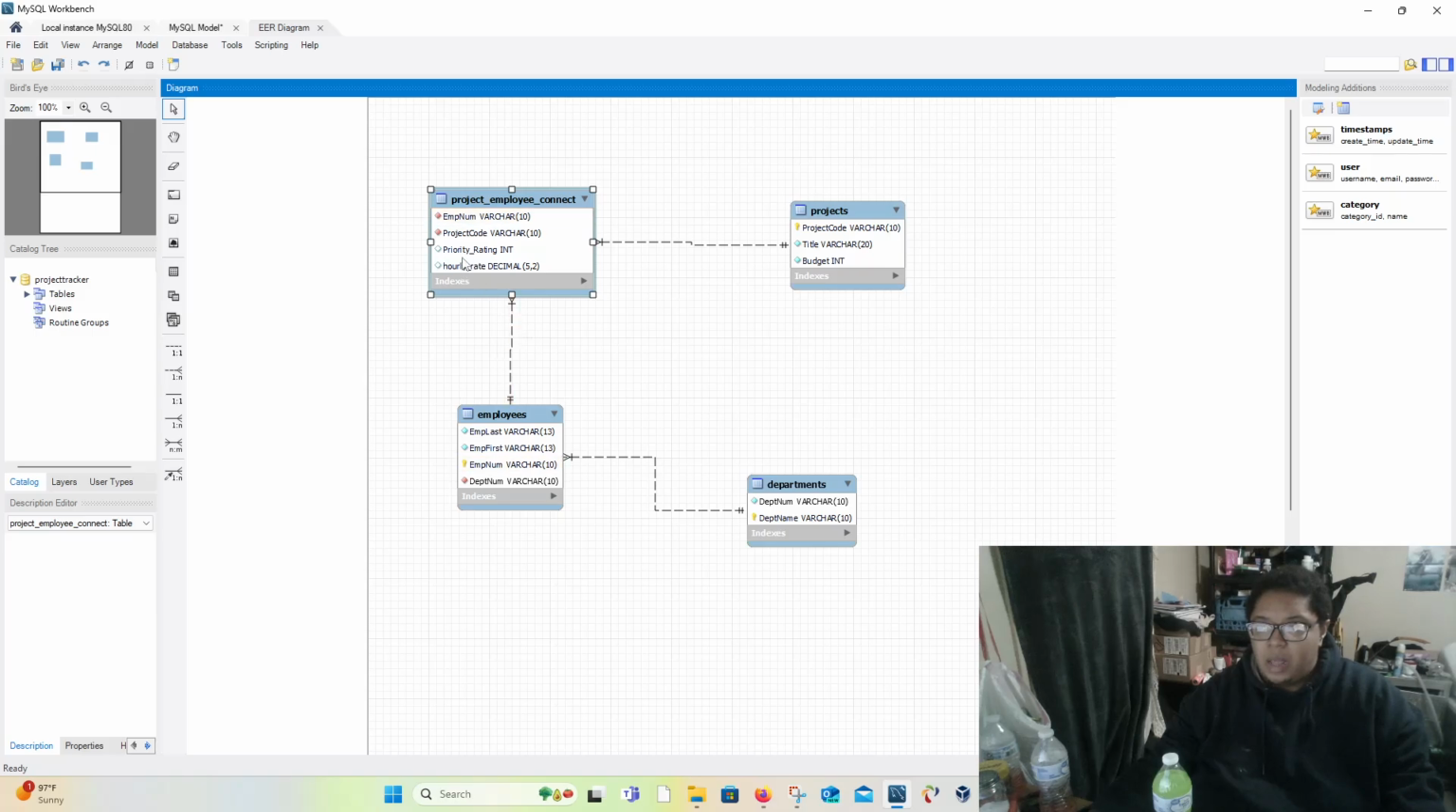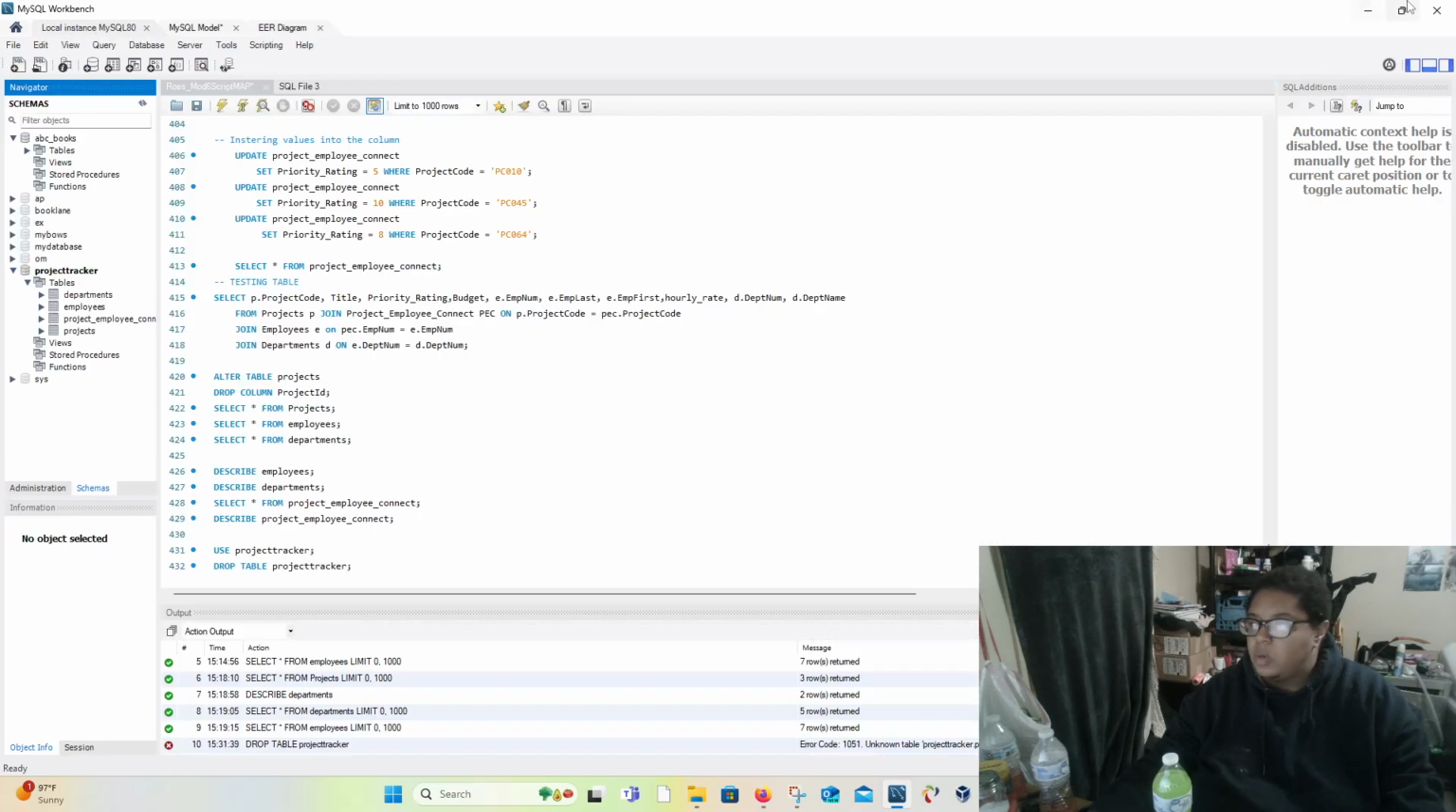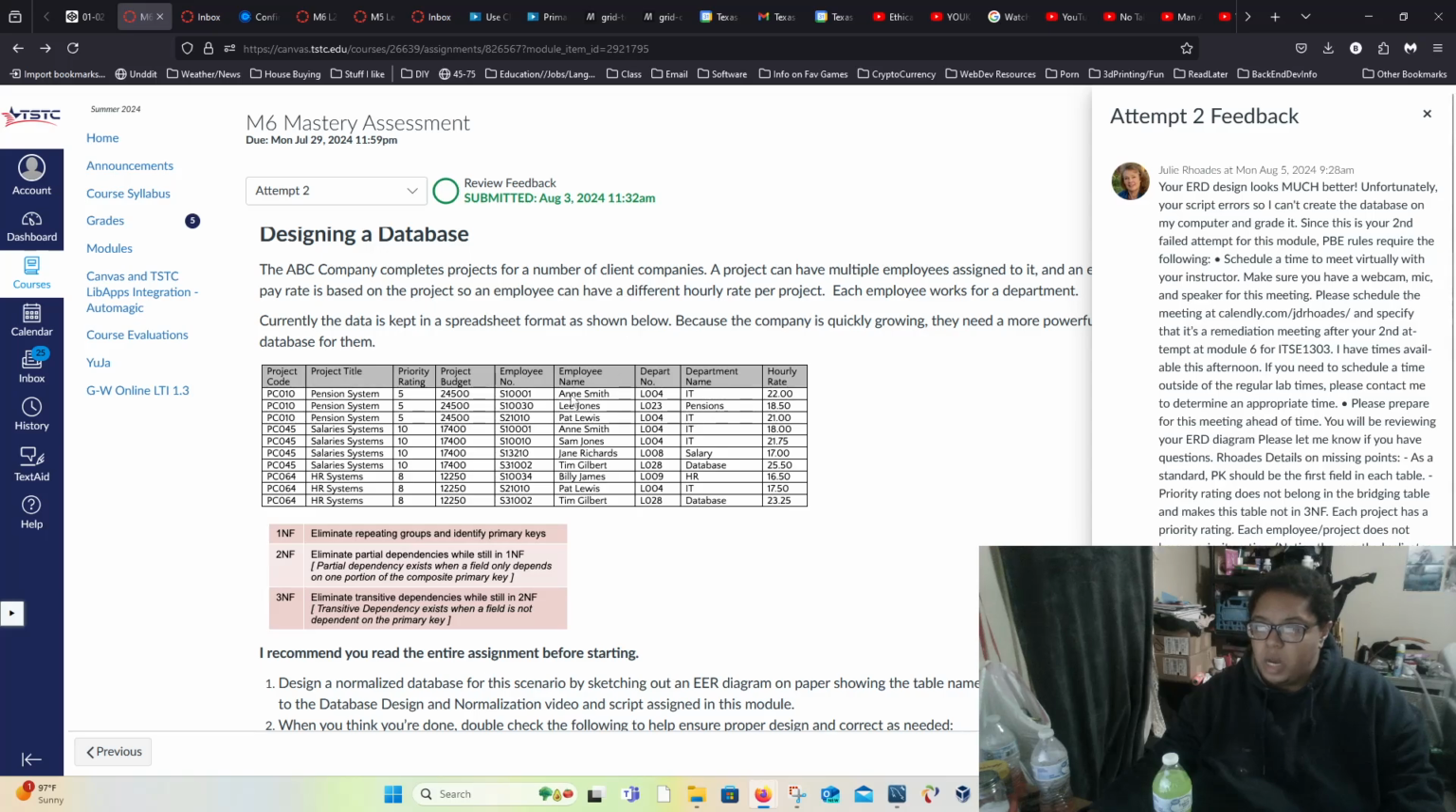I had priority rating in the projects table. And that was because the priority rating is dependent on the title of the project and the code. It's not dependent on the department.